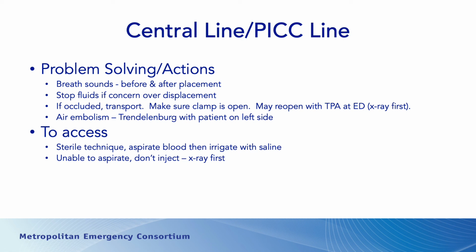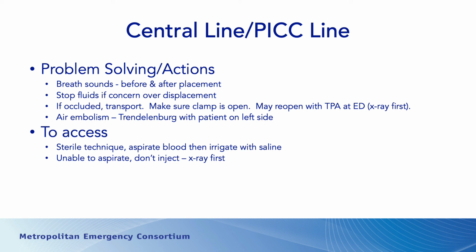Just a helpful hint, these devices tend to have clamps on them, particularly the central lines up in the chest. If the line isn't working, make sure the clamp is open before you start worrying about the line being occluded. And if you're worried about an air embolism, the treatment is Trendelenburg with the patient on their left side and the head down.